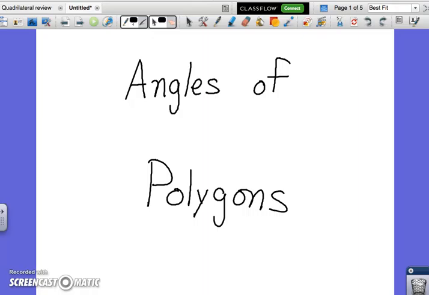All right, so as we talk about this unit over two-dimensional, three-dimensional shapes, we need to talk about the angles of polygons. Now, a little bit of review, but first of all, polygon. Remember, poly means many. Gons means side. So the literal translation is a many-sided figure. So it's a two-dimensional shape that's closed that has many sides.